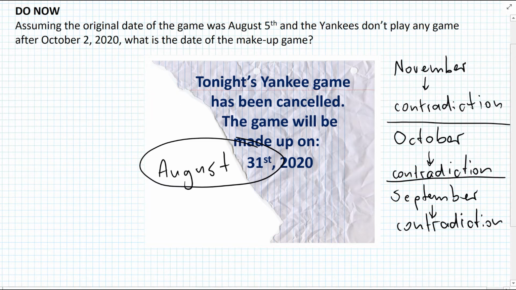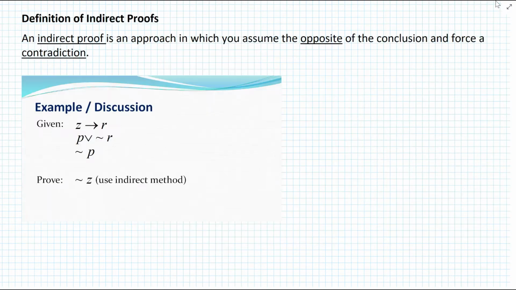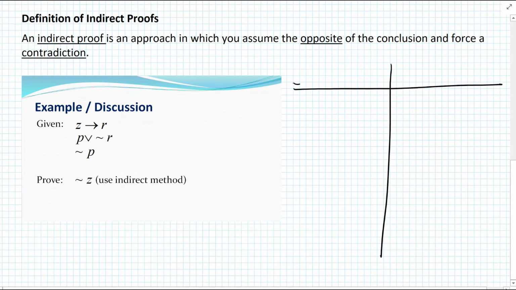Now, how can we apply that in our examples here, or in our basic statement reason tables? Well, let me give you an example. Let's say you're given if Z then R, you're also given P or not R, and you're given not P. How do you prove that not Z is true by using the indirect method? Well, here first we want to draw a statement reason table. So let's do that. Statement, reason.